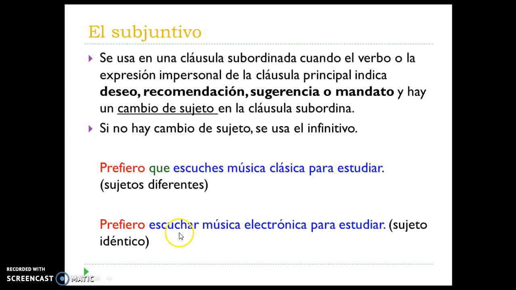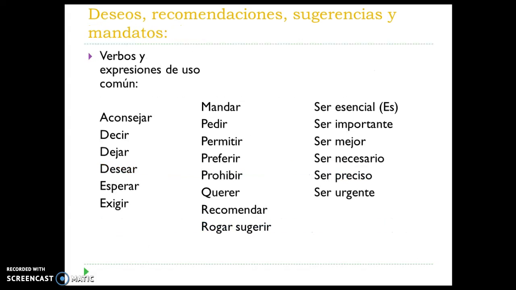And that's why this does not need to be conjugated, because there's not another subject or grammatical person that you would have to conjugate it for. So when it's just the identical subject, you don't have to use the subjunctive. But here, since we have different subjects, I'm saying I want you to listen to classical music instead of saying I prefer myself to listen to classical music, where there's no change.